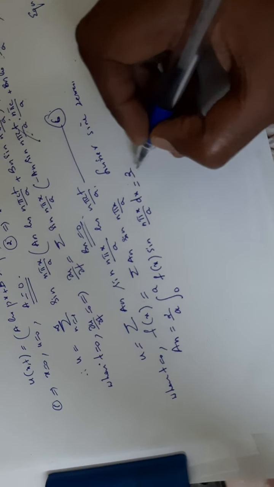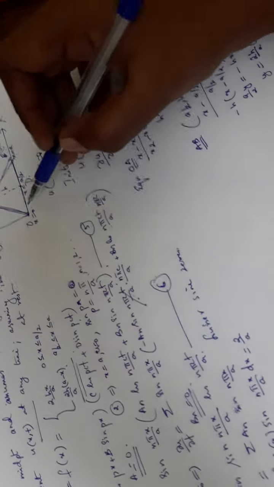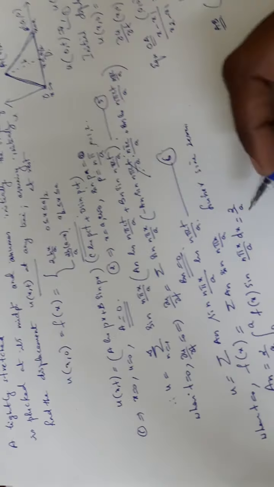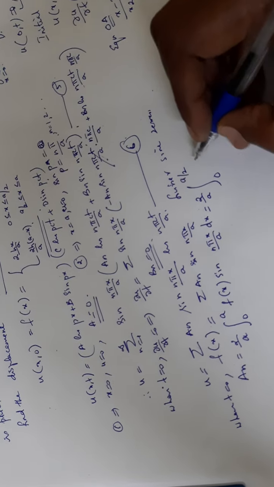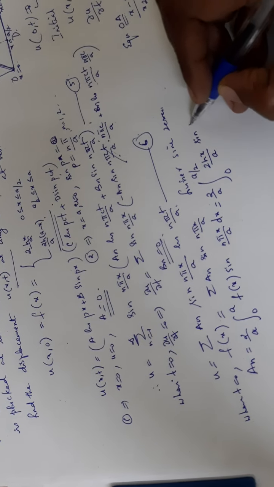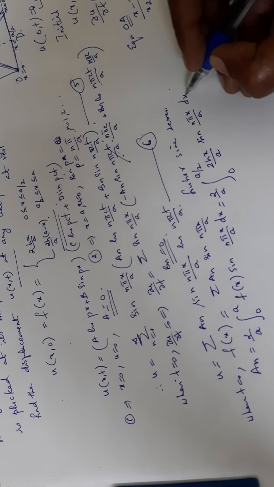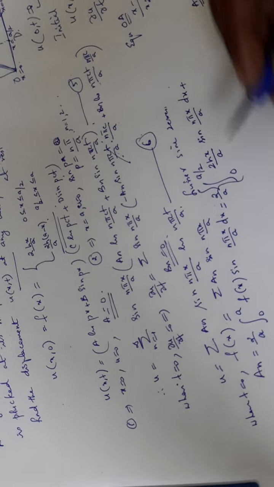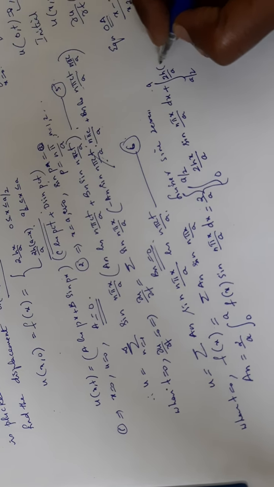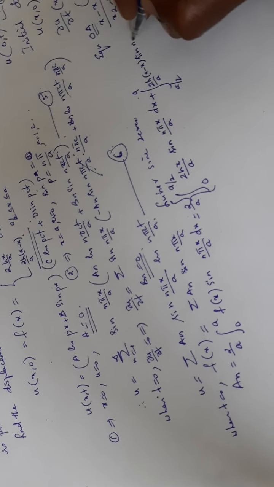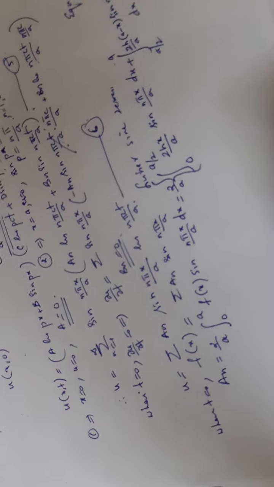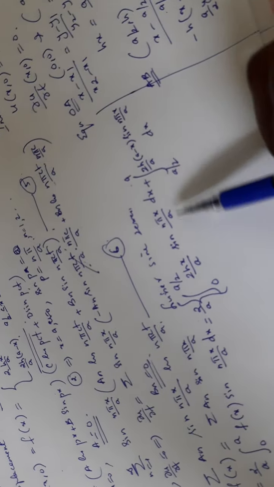So here 2 by a, integral 0 to a. We have split the interval 0 to a and written it as 0 to a by 2, then a by 2 to a. So 0 to a by 2, 2hx by a sin n pi x by a dx, plus integral a by 2 to a, 2h by a into a minus x sin n pi x by a dx. Okay, so we have to integrate these two integrals.